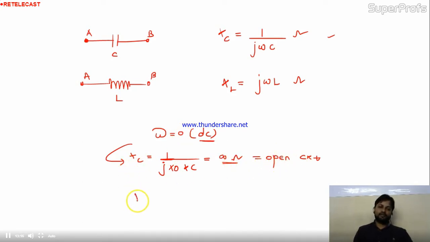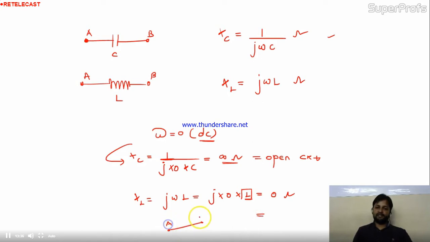Now come to the inductive reactance. The formula is j omega L. Now j omega is 0 because the DC frequency is 0. Whatever the value of L, it doesn't matter. The entire value is 0 ohm. 0 ohm means between 2 points you are having 0 resistance, means they are shorted. Open means between 2 points you have infinite resistance, means they are open. So short circuit is like this.